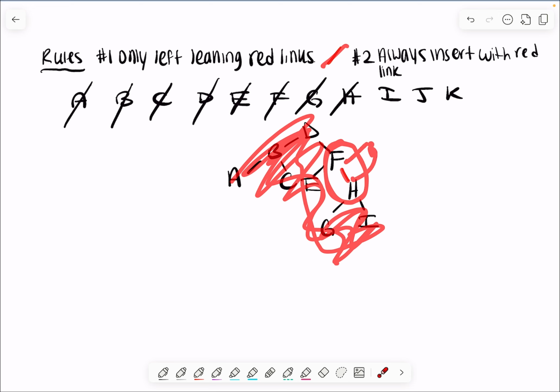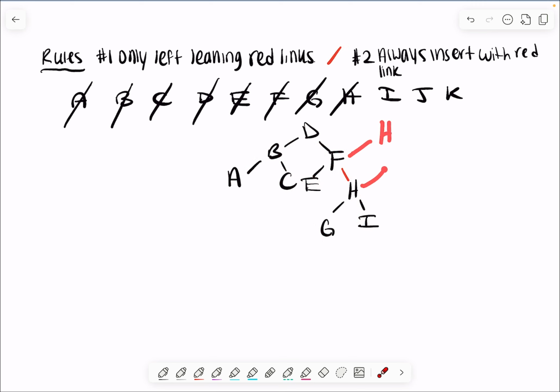Well, I would have to rotate it to the left. And it still needs to be connected to both of the ones that it was connected to, so F and H. It's already connected to F, but then it needs to be connected to H. So I would just have to take this whole thing and rotate to the left.